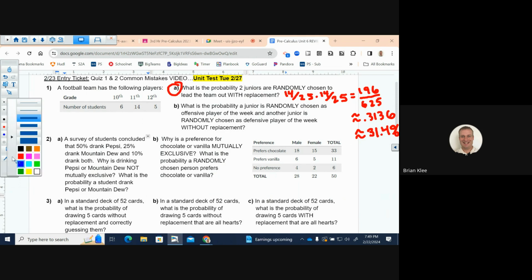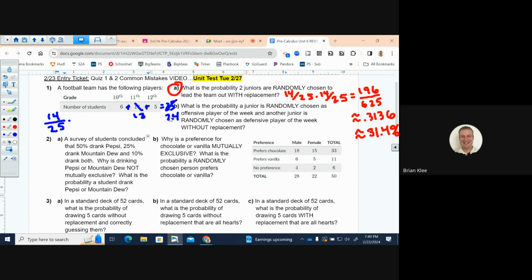B. All right. What is the probability a junior is randomly chosen as offensive player of the week and another junior is randomly chosen as defensive player of the week without replacement? So without replacement, the first probability is going to stay the same, 14 out of 25, again because 6 plus 14 plus 5 is 25, like I explained on A. Our second probability, though, if a junior's picked, we're down to 13, which means the overall total is down to 24.